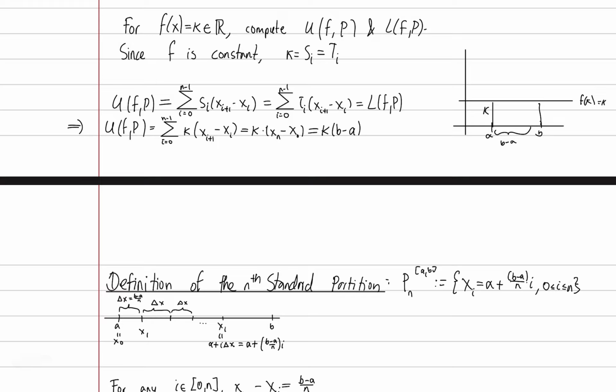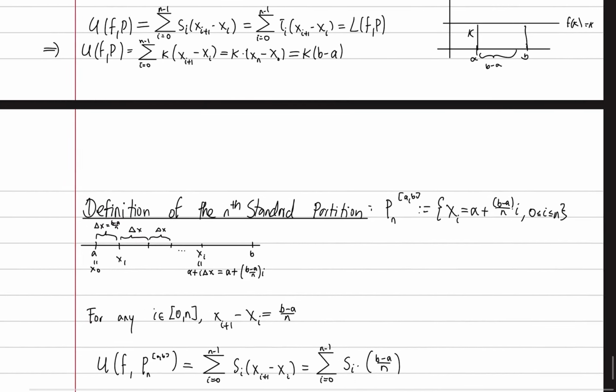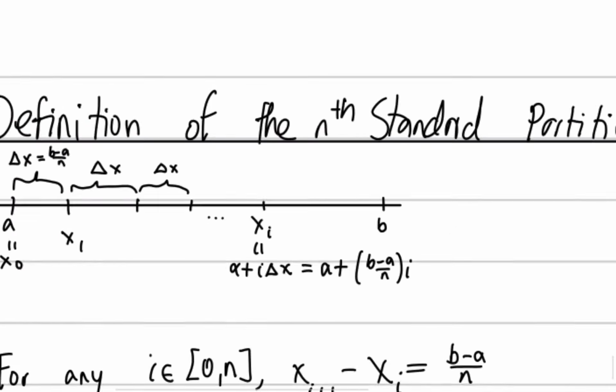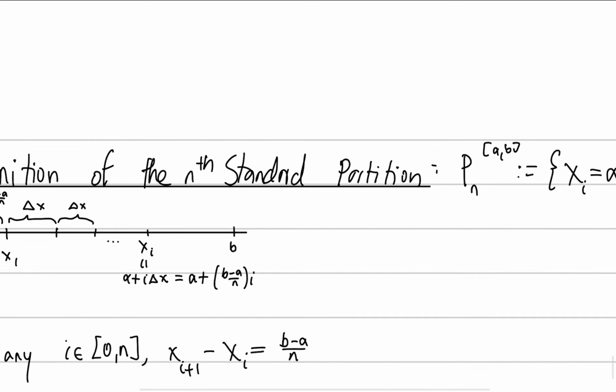And now we're going to be doing the nth standard partition. This is our standard partition. While we can study any type of partition, we're going to study specifically the standard one. This is the easiest one to work with. And it's simple. Basically, we're going to split the interval a, b into n congruent segments.